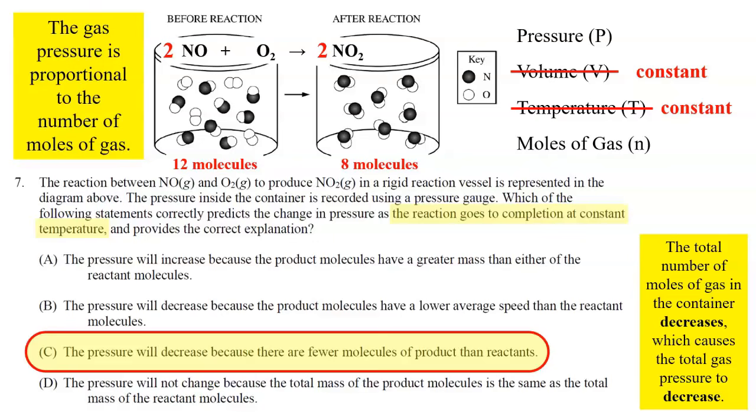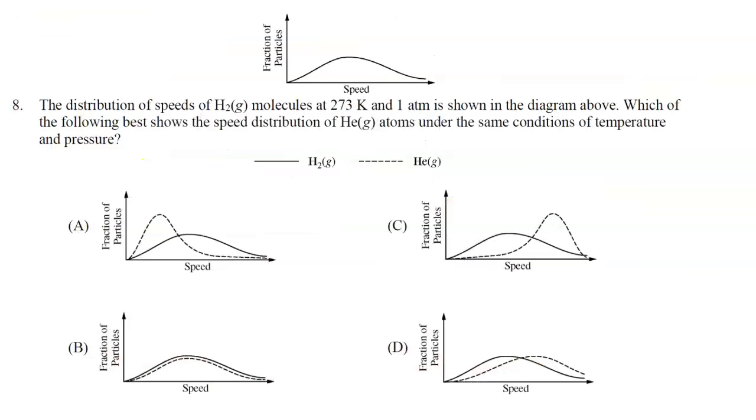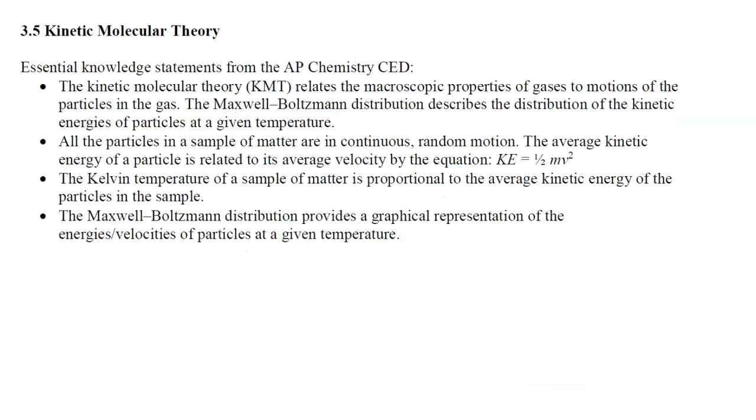Now let's take a look at question 8. Question 8 says the distribution of speeds of hydrogen molecules at 273 kelvins and 1 atmosphere is shown in the diagram above. Which of the following best shows the speed distribution of helium atoms under the same conditions of temperature and pressure? The information for question 8 falls under topic 3.5, kinetic molecular theory.